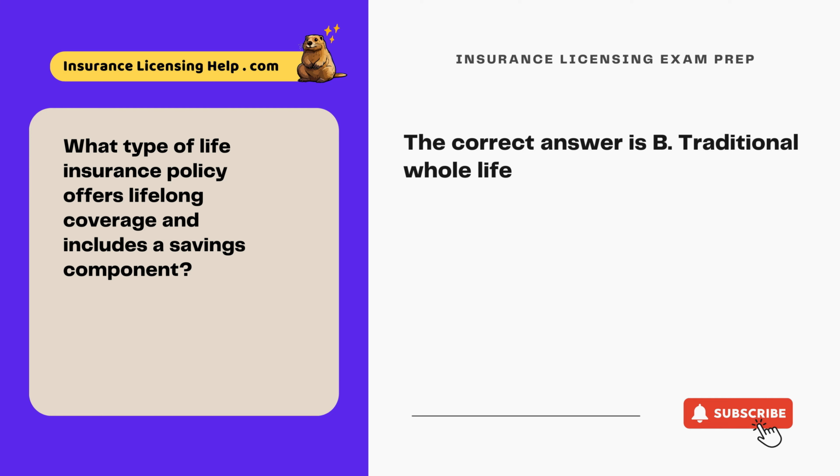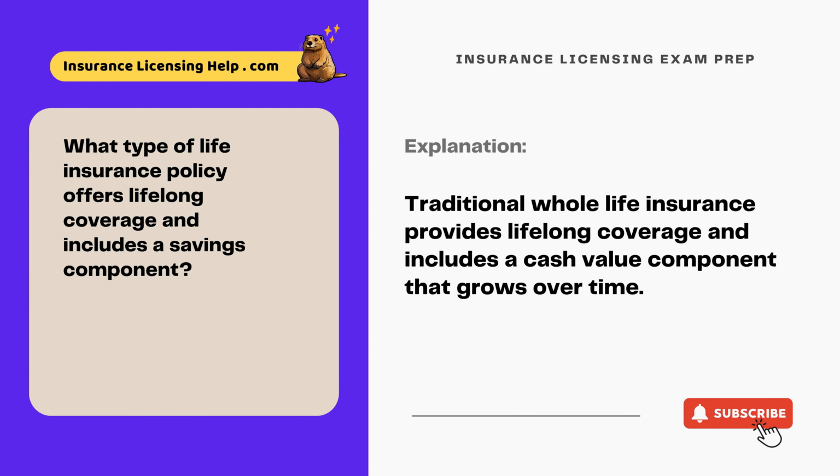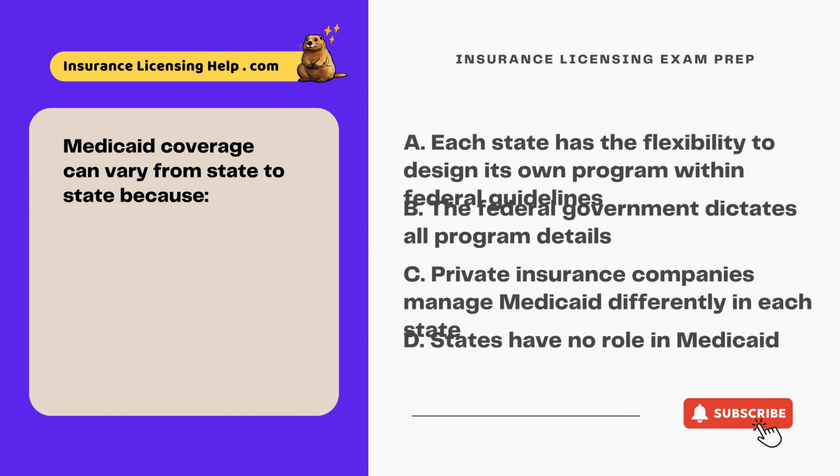Traditional whole life. Traditional whole life insurance provides lifelong coverage and includes a cash value component that grows over time. Medicaid coverage can vary from state to state because A. Each state has the flexibility to design its own program within federal guidelines. B. The federal government dictates all program details. C. Private insurance companies manage Medicaid differently in each state. D. States have no role in Medicaid.